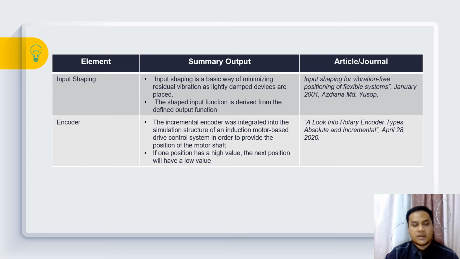The incremental encoder is integrated into the simulation structure of an induction motor based drive control system in order to provide the position of the motor shaft. The source is A Look into the Rotary Encoder Types: Absolute and Incremental, April 28, 2020.